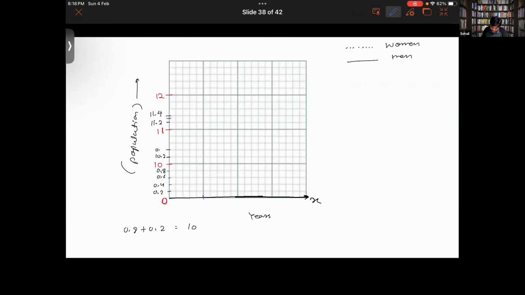And the year is 2003, 2004, 2005, like this, and so on. So let's plot the graph. So that is the coordinate of the point. Getting it now? Okay. So like this, you can plot it.